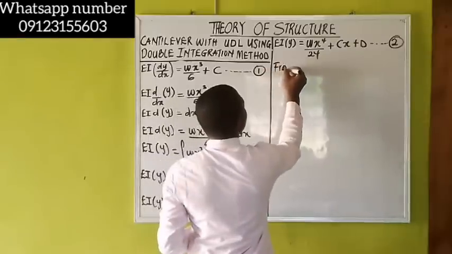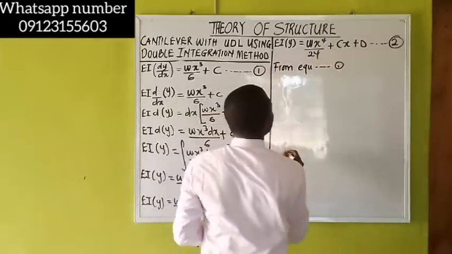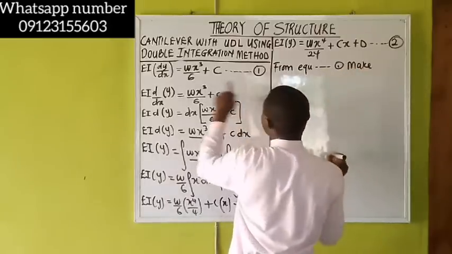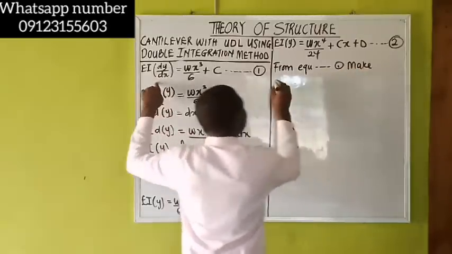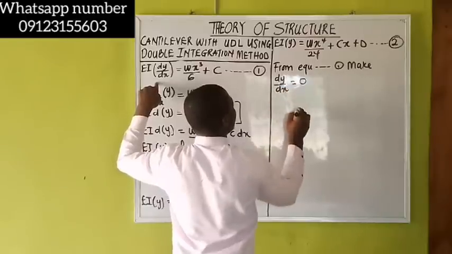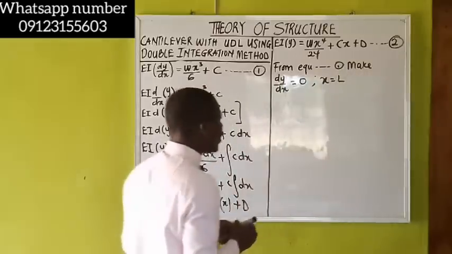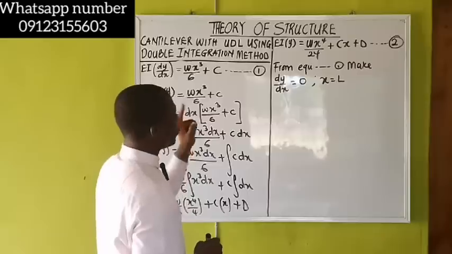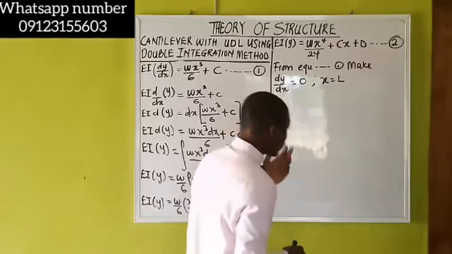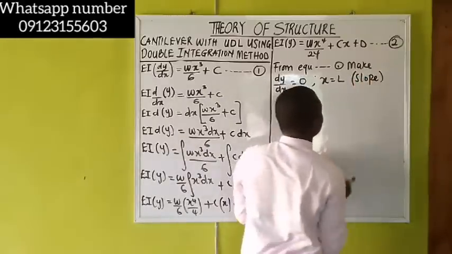Now, from equation 1, make the dy over dx, make what? The dy over dx to be 0 and what? x to be what? n. Anywhere I see the dy over dx, I will put that 0. Anywhere I see x with what? n. To what? Get my slope. Yes, for me to get my slope.